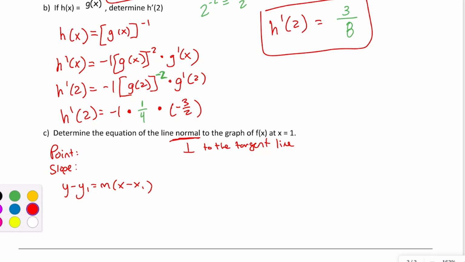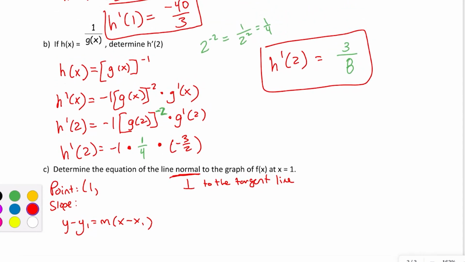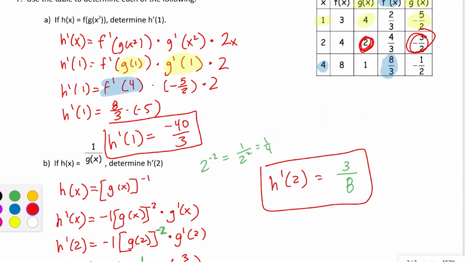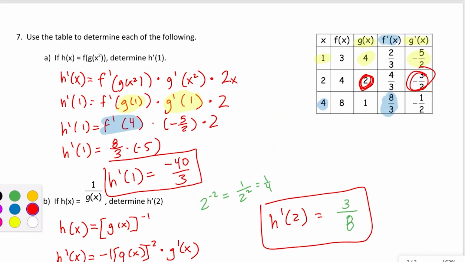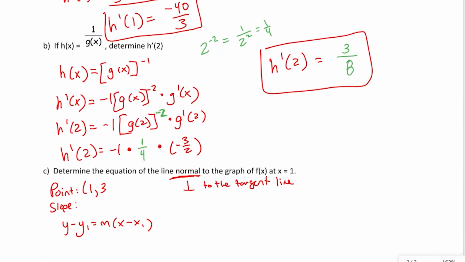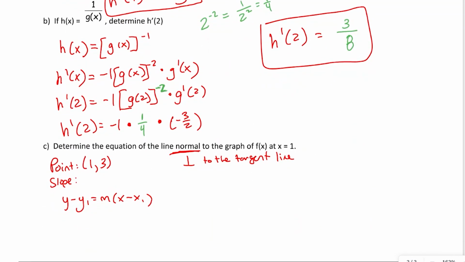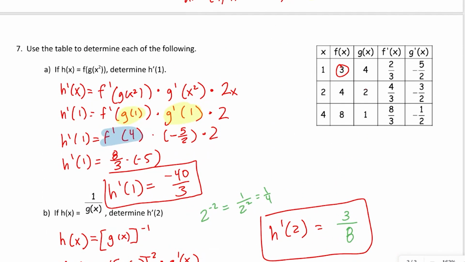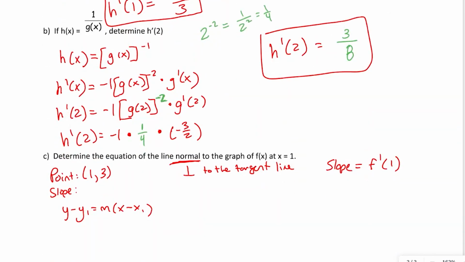So the point that we're going to be using is 1 comma something, and we can go back to f of x and evaluate it at x equals 1. Now this table's gotten a little messy, so let me erase all that. But f of 1 is 3. So we have a point, 1 comma 3. The slope is going to be the derivative of f at 1. So let's go back up and find f prime of 1. It's going to be 2/3.